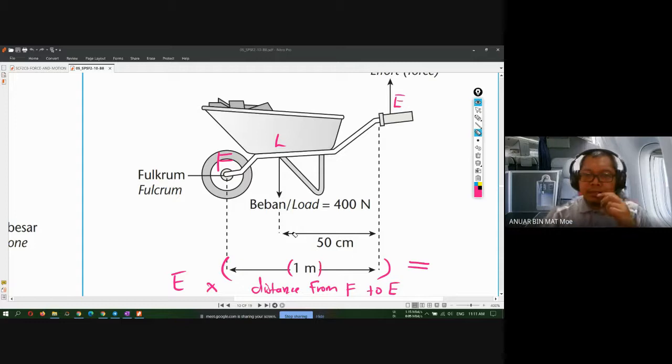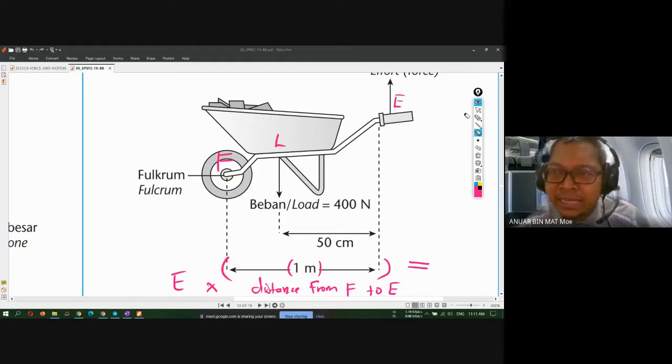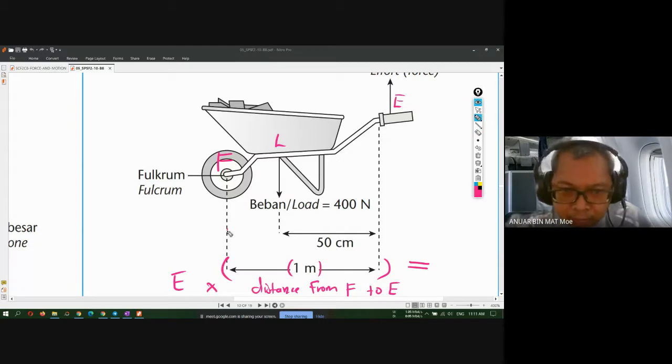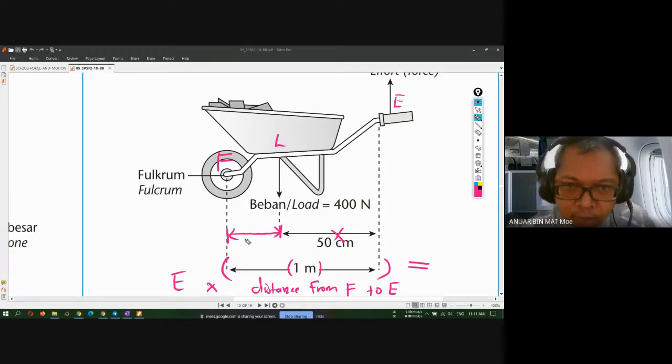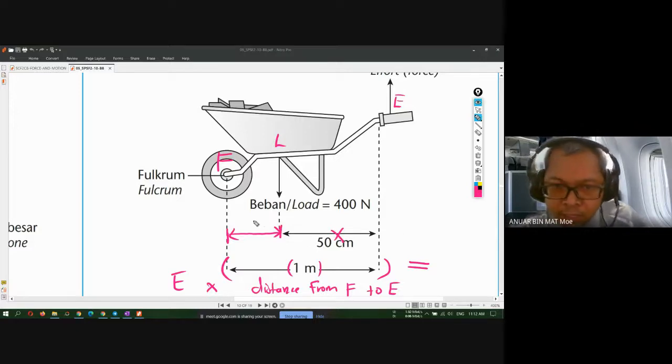Okay, distance from fulcrum to effort, and then distance from where actually? You must take this distance. Okay, distance from fulcrum to load. Actually, you want to take this distance, not this distance. All right, what we call from fulcrum to load. Okay, fulcrum to this one, you take this one.